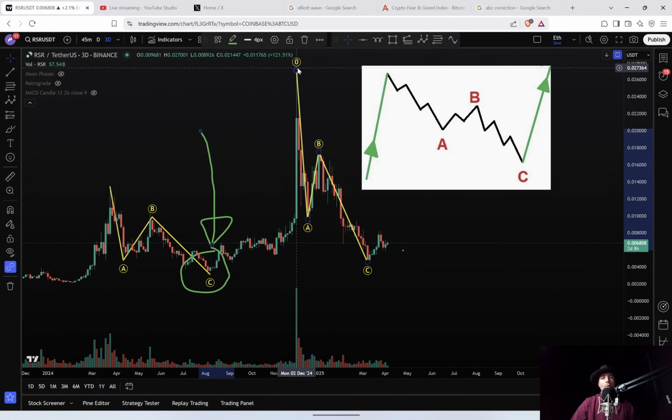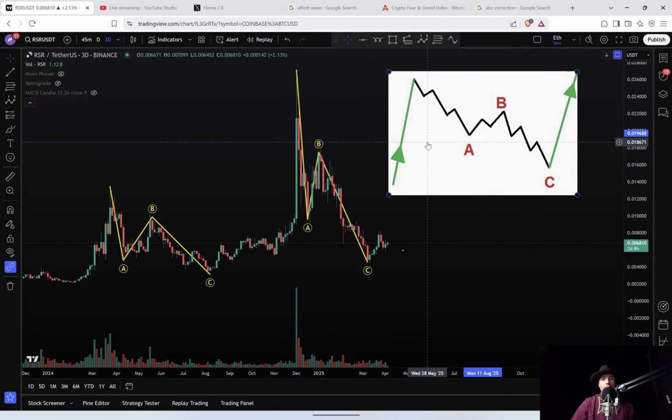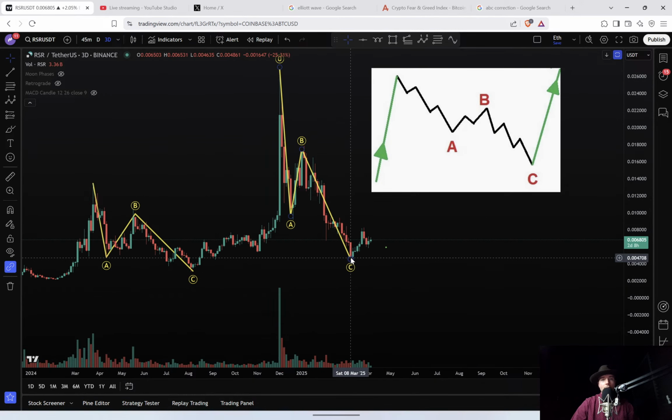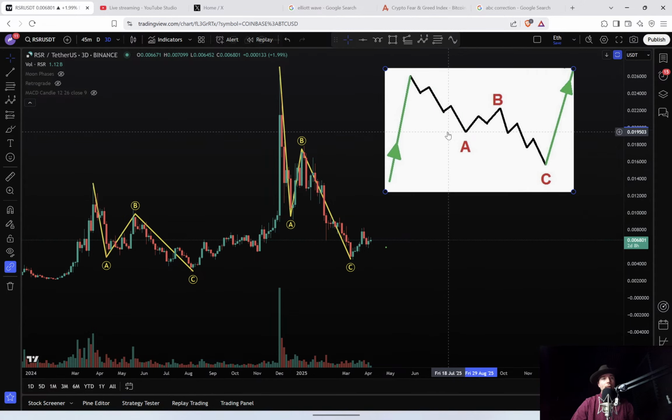And again, right now we have another ABC correction here for RSR. So you just have to ask yourself, what should you do with your money? What should you be doing? Should you be selling down here, or should you be buying? This has a 76% probability of playing out. It's a super high probability pattern.